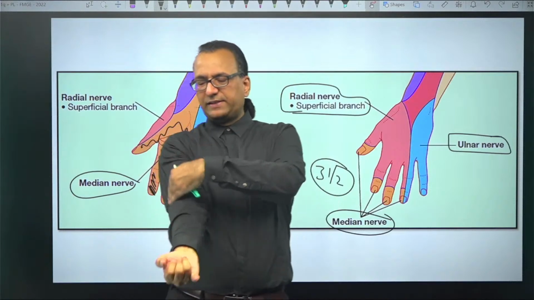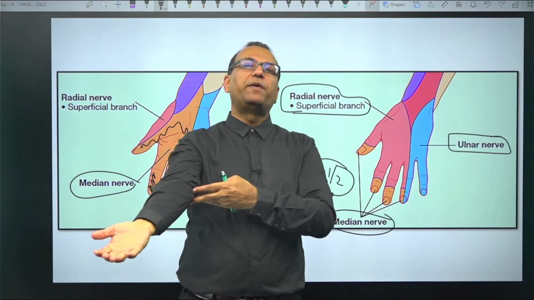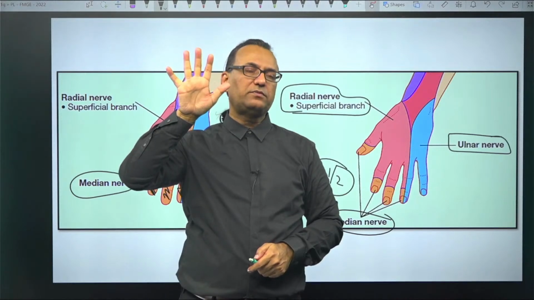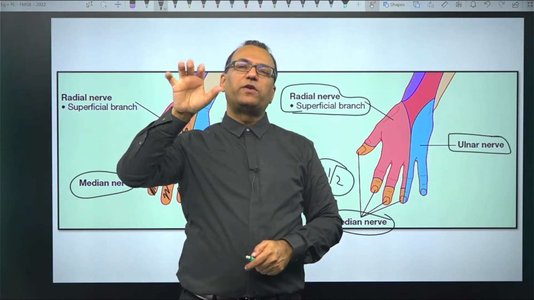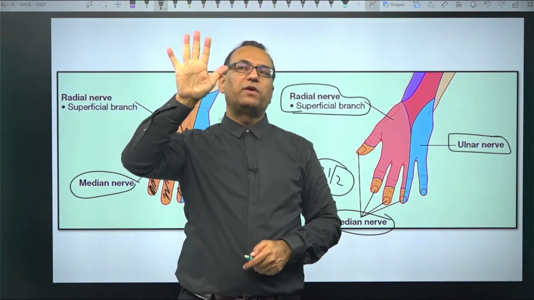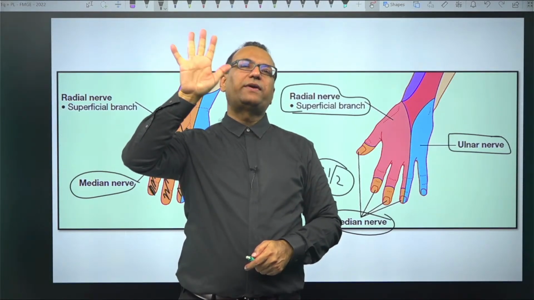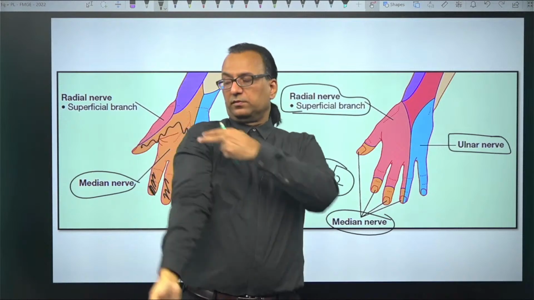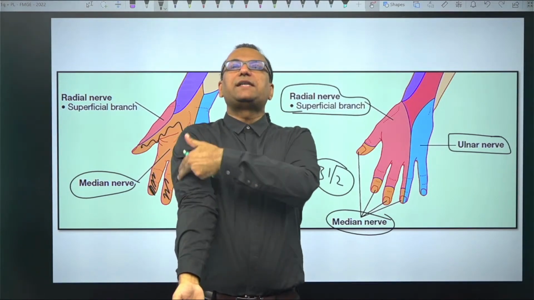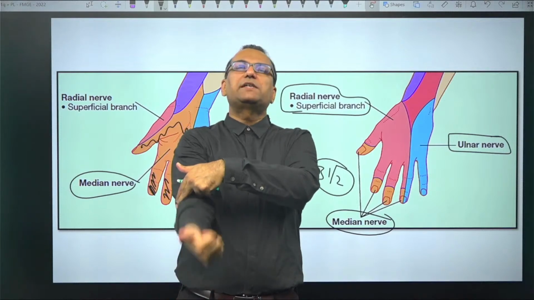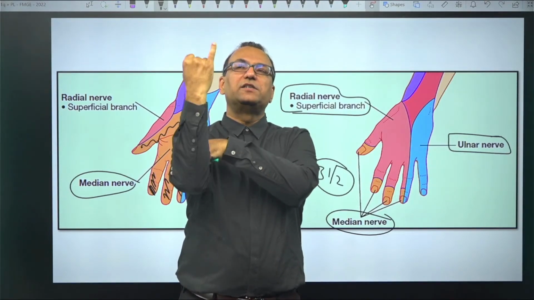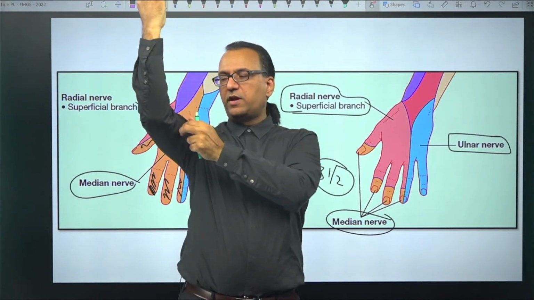What is this C5, 6, 7, 8, T1? That is the root value of the brachial plexus. Brachial plexus has 5 root values starting with C5. After that, 6, 7, 8, and then T1. Where is C5 dermatome? If you remember, axillary nerve till here. So C5 is lateral elbow. And where is C6? The thumb. Where is C7? These 3 fingers. C8, this finger. T1, medial elbow.